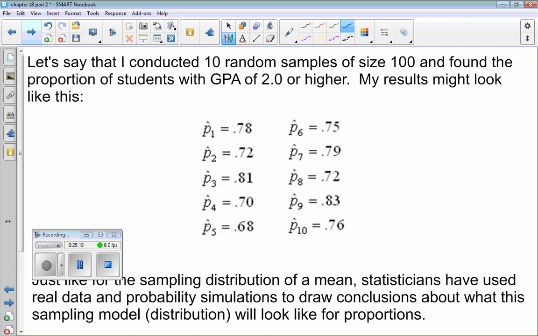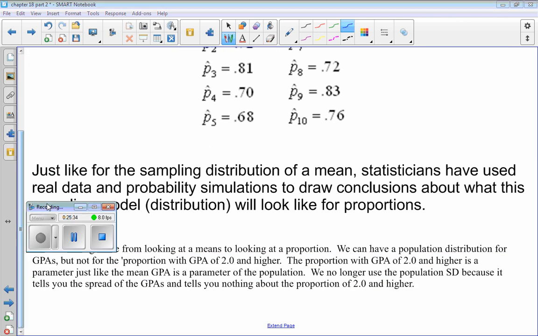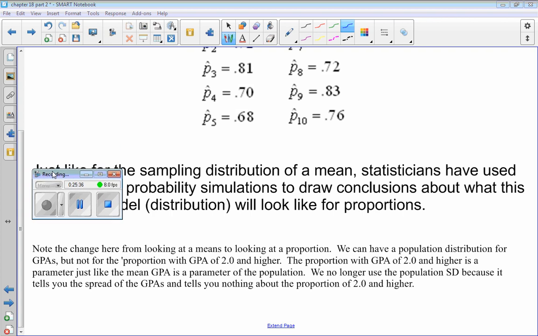So we would like to be able to take our random samples and draw some conclusions about the entire population of Prince William County students. Okay? So that's kind of what we're getting ready to do here. Now, let's move on.